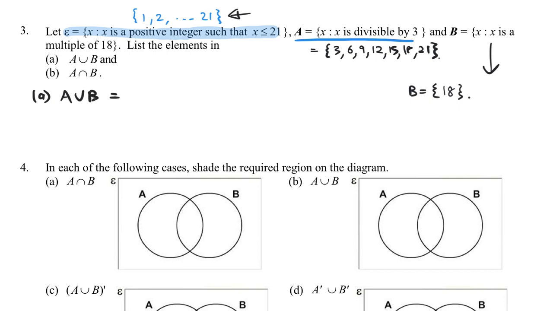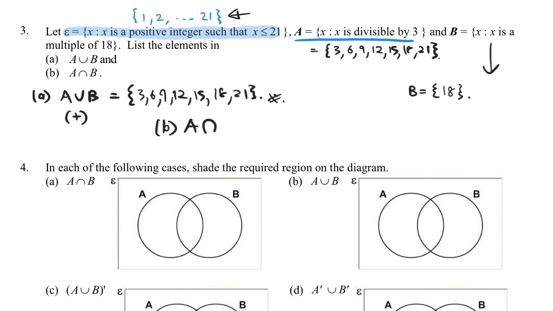Recall union. Union is to unite, right? So I'm just really adding all the elements up. So it's made up of 3, 6, 9, 12, 15, 18, and 21. That's A union B. Next, A intersect B, in common that you see between A and B. So I see 18 and 18 in common, nothing else. So A intersect B is just a set of the element 18.